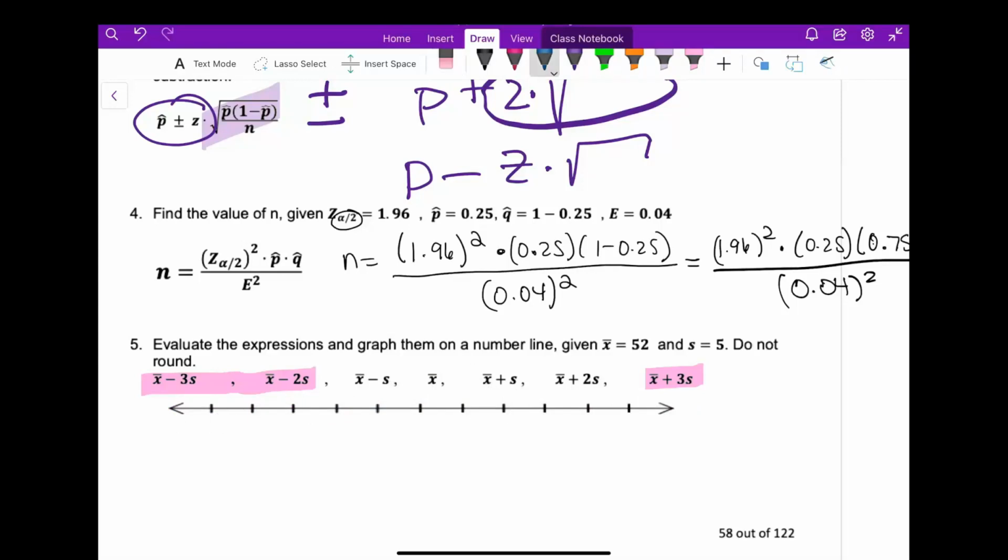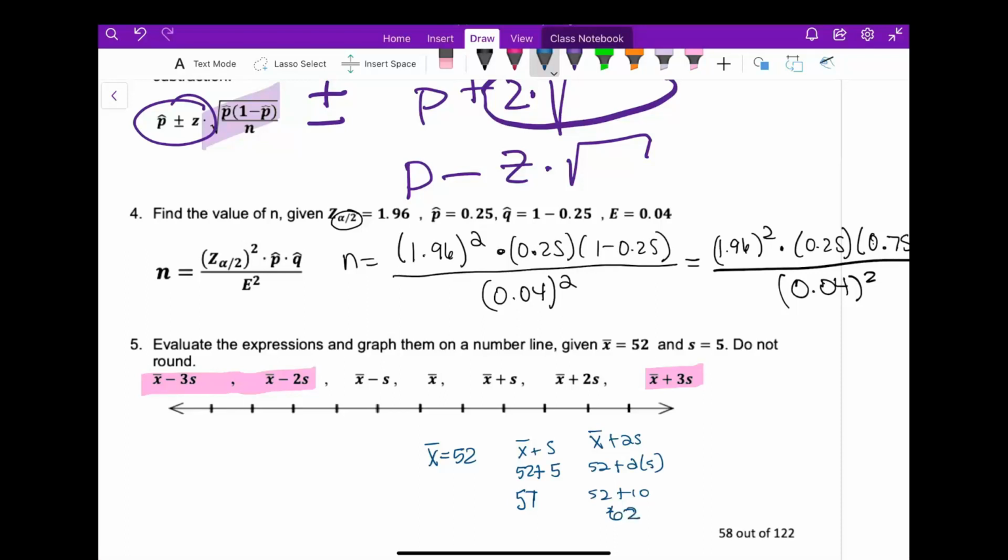If I substitute x bar is equal to 52. So that's it. We're going to have to graph that. Let's do x bar plus s. This is going to be 52 plus 5. And this is going to be 57. X bar plus 2s is going to be 52 plus 2 times 5. This will give us 52 plus 10. That is 62.